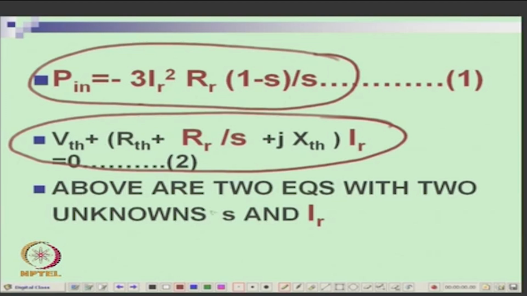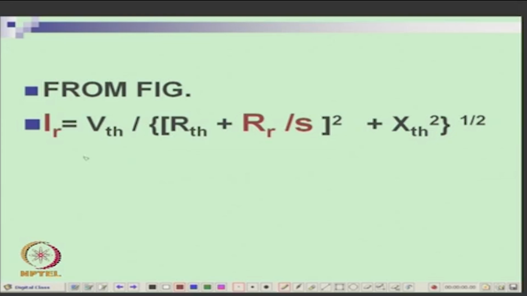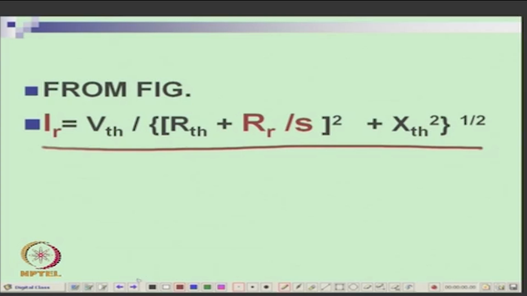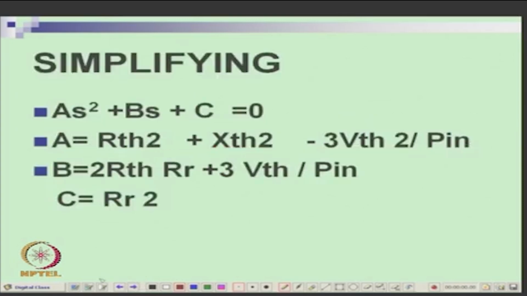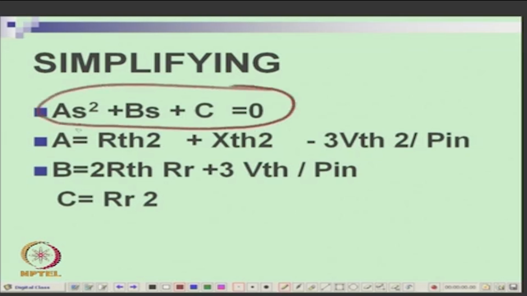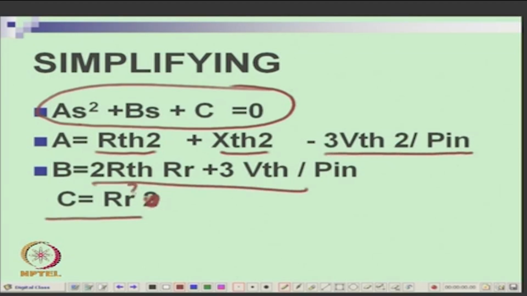And what are the unknowns here? S and I_R, is it not? Two equations, two unknowns. So from this figure you can find out what I_R is, V Thevenin divided by this. And this is a sort of equation you will get, A S squared plus B S plus C, where A, B, C are constants in terms of the Thevenin parameters, V Thevenin and power input. I mean this is I_R squared R_R actually.